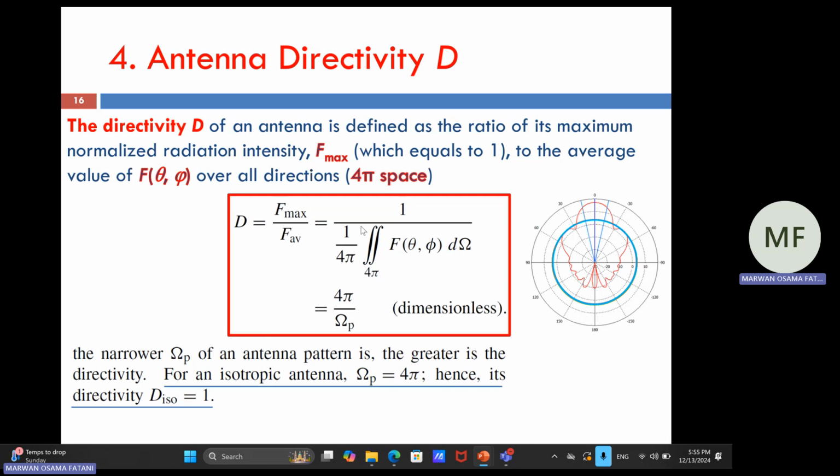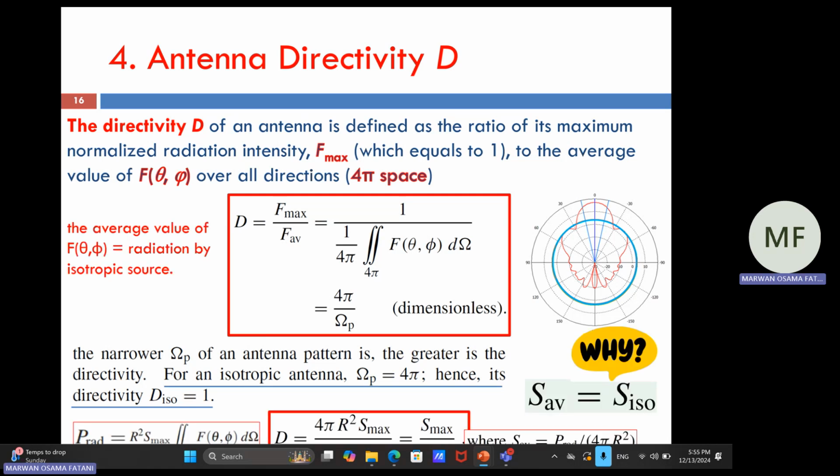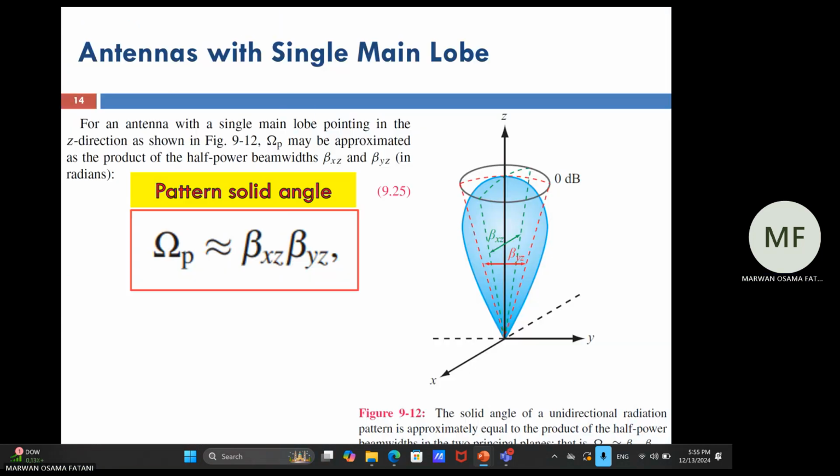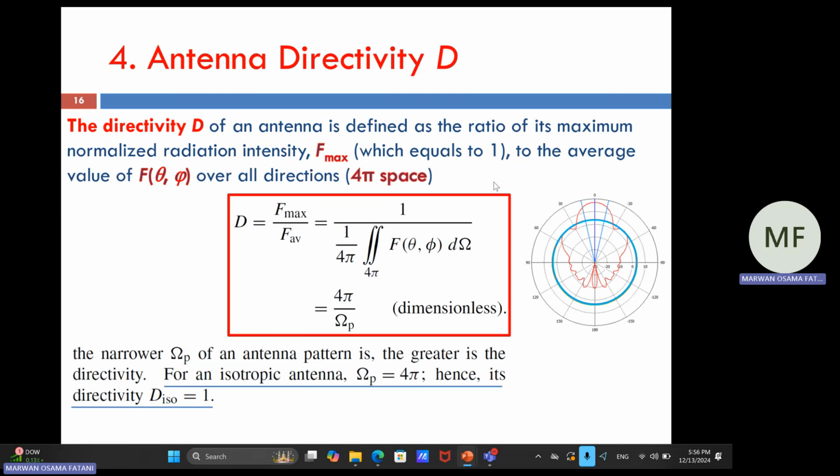So we are trying to find the ratio between the maximum radiation in a specific direction and the average radiation of all the directions. We're trying to find how concentrated this place is, how directive, how much the antenna can direct our power in a specific place compared to other places, if that makes sense.